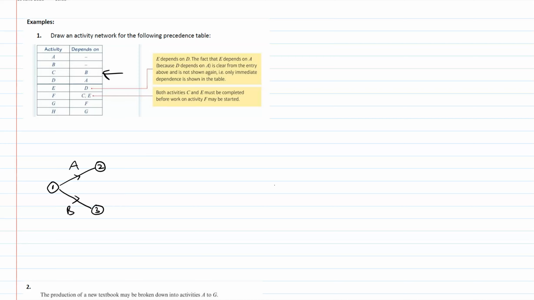Now if we look at our precedence table, the next one's C. C depends on B, and that means I can't start C until after B is done. So it makes sense if I'm doing my activity network for the task C to follow the task B. I can't put C at the start, wouldn't make any sense, because I can't start C without B, so B must come before it. It's kind of common sense.